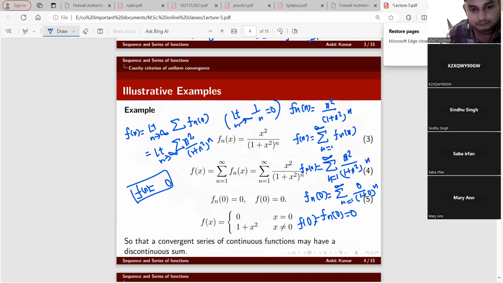Now, okay, so if x is equal to 0, then we obtain 0.